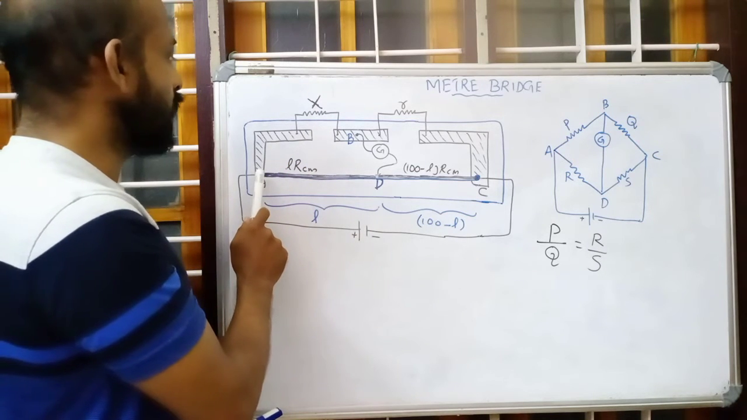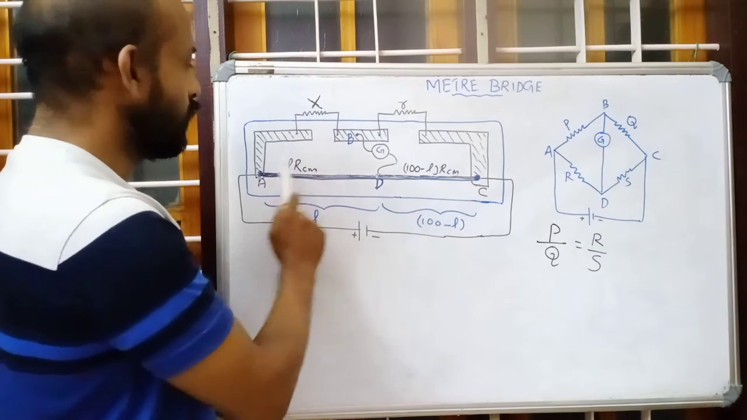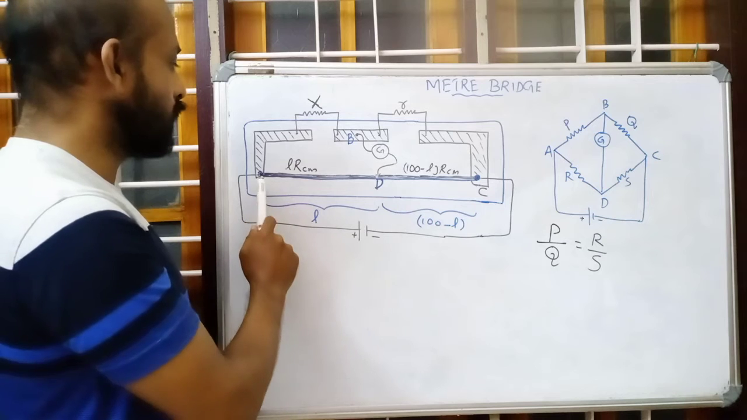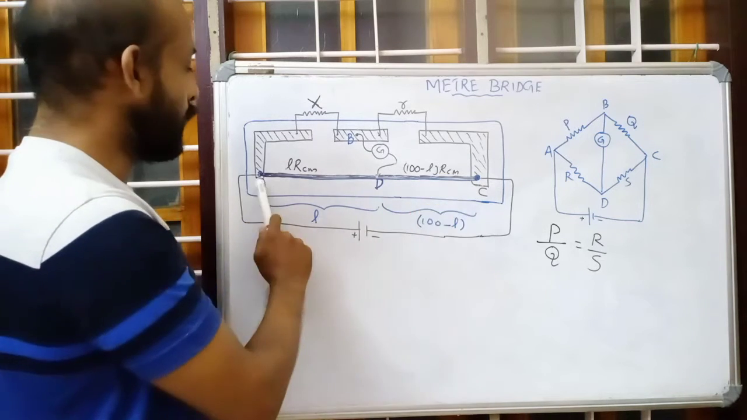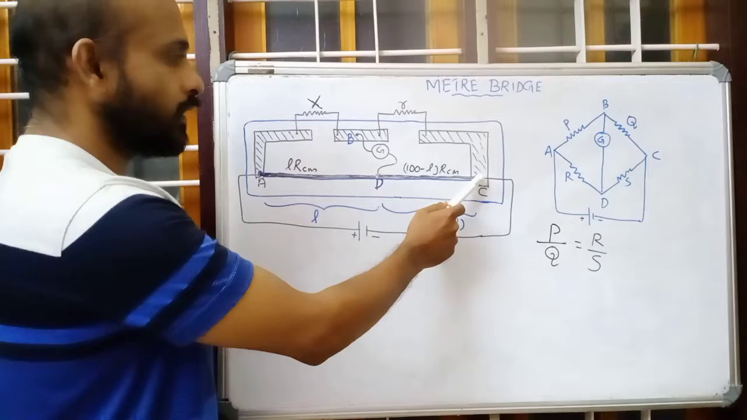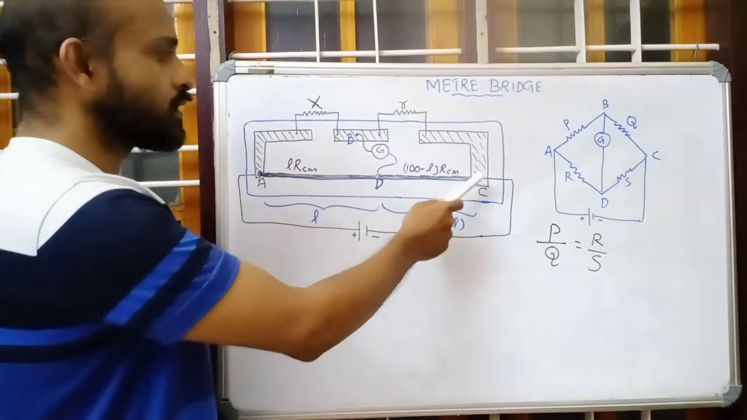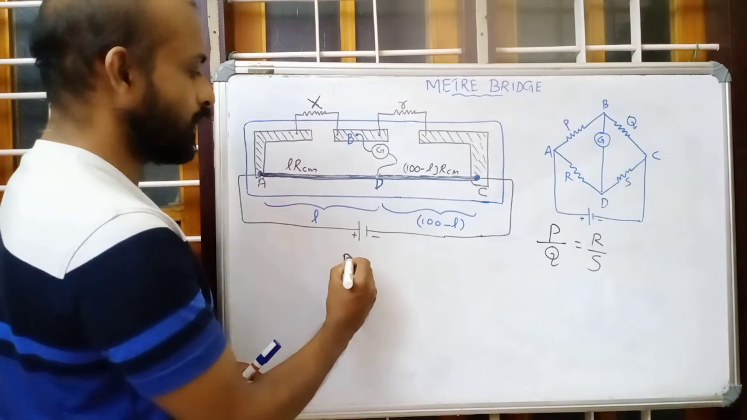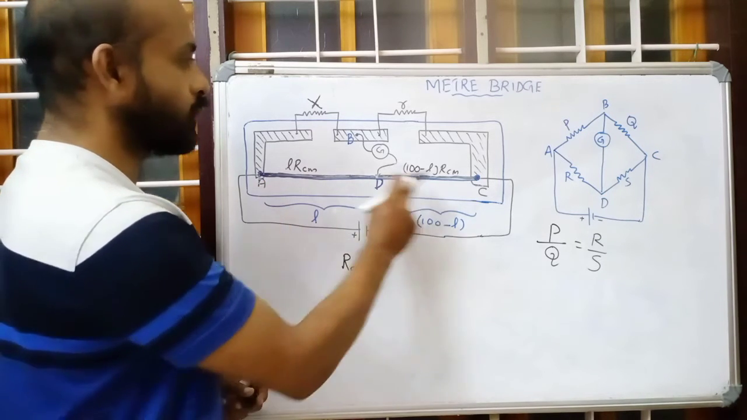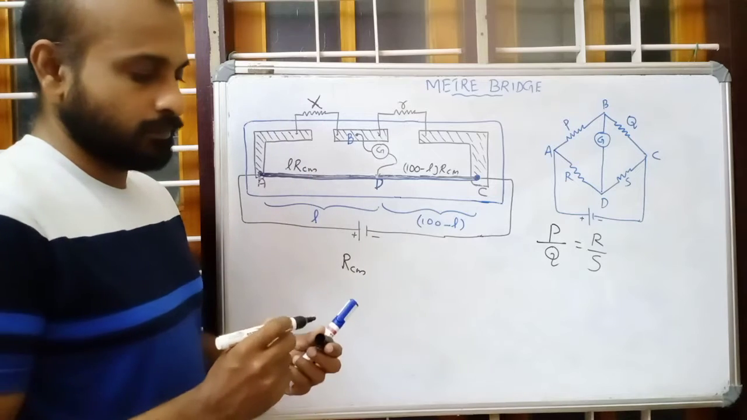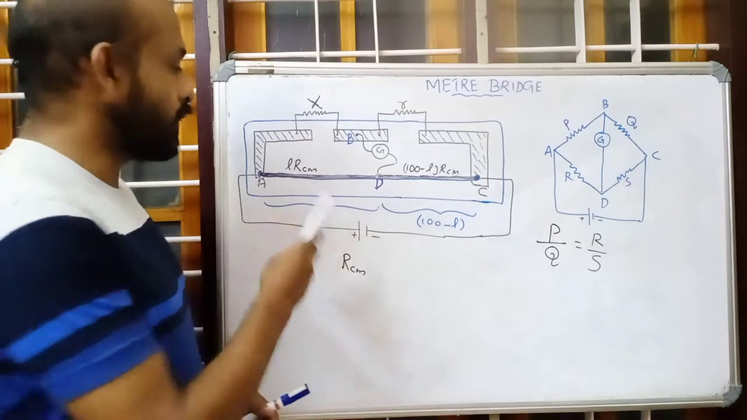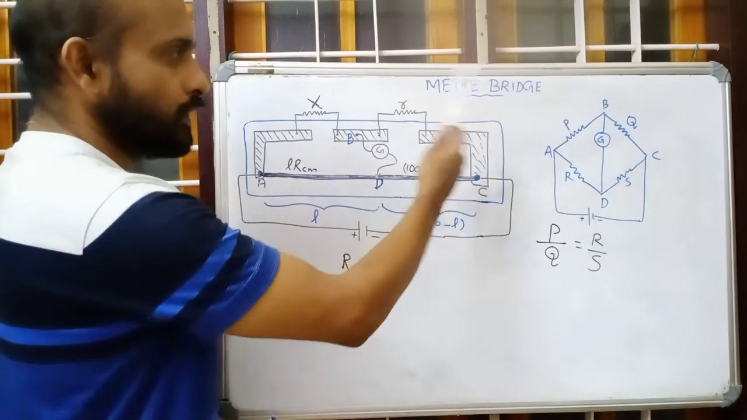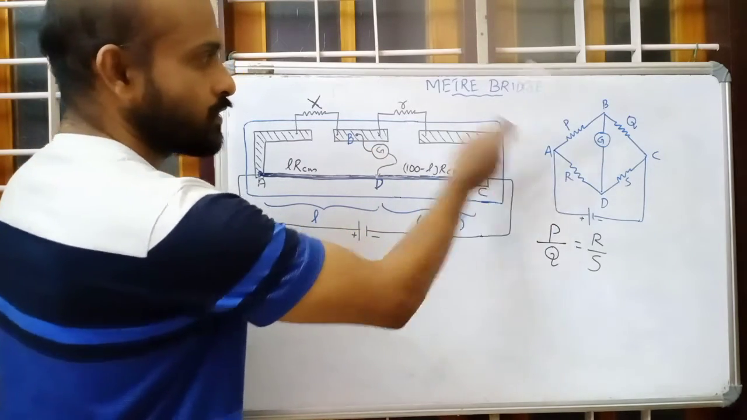Now there are two ends, A and C. From A to C we have a conducting wire of length 1 meter, that is, a 100 centimeter wire. This wire has some resistance. Let RCM be the resistance of this wire per centimeter. RCM means resistance per centimeter of the wire which we connect from A to C. Now we will compare the meter bridge and the Wheatstone's bridge.